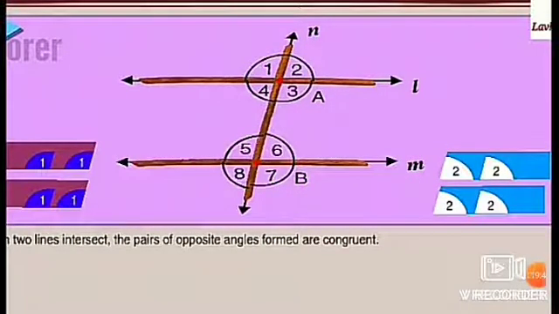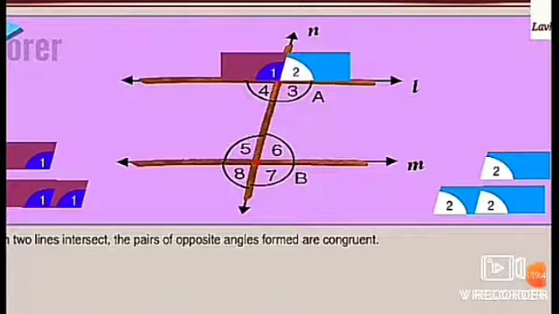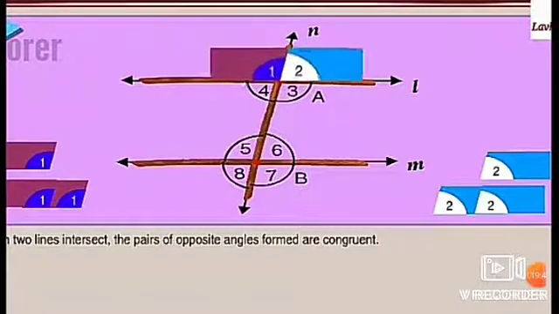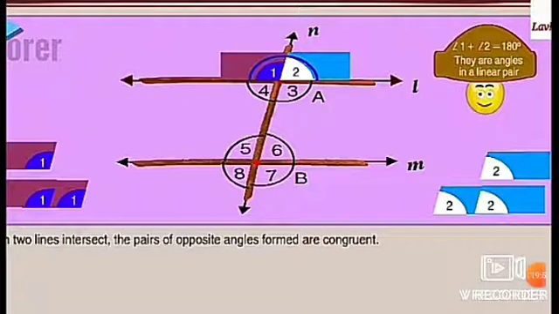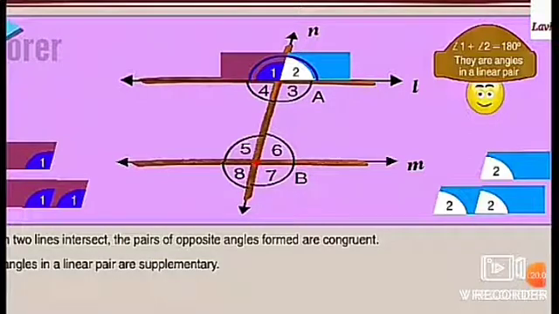Place the colored piece of paper on angle 1 and angle 2. Keep the colored papers close to each other. What do you observe? They form a linear pair of angles. It means they are supplementary. We have verified the second property.